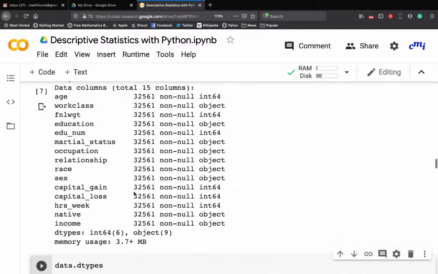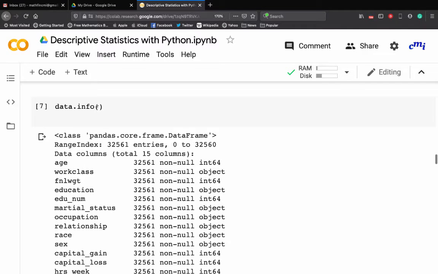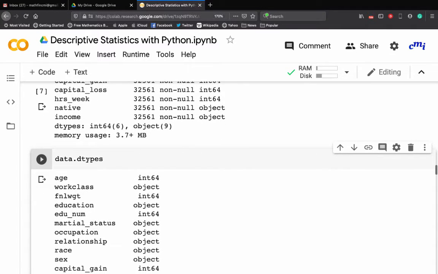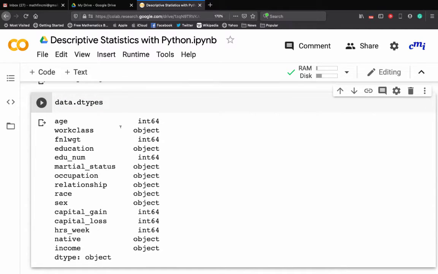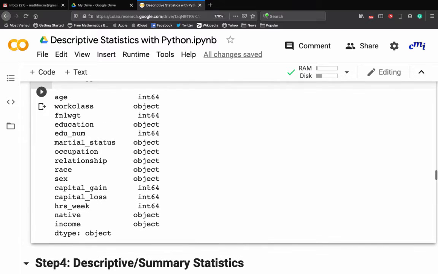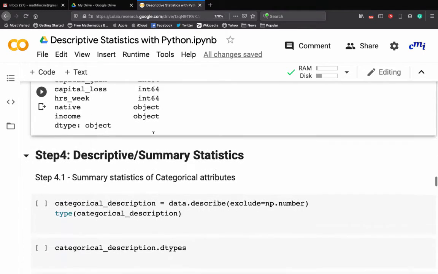If instead of data.info you say data.dtypes, then it will give you only each column's type. So age is an integer, and work class is of type object. In this way we can look into all the variables. Most of them are objects and some of them are integers.